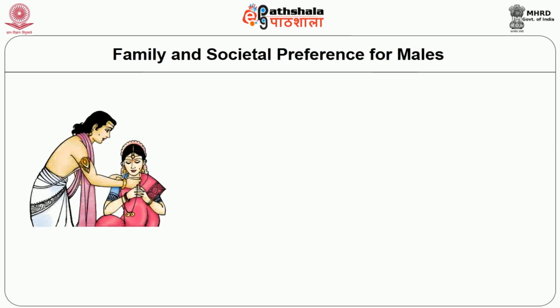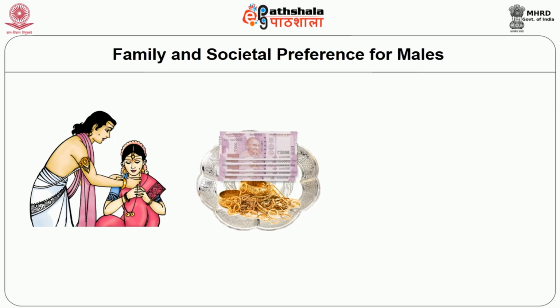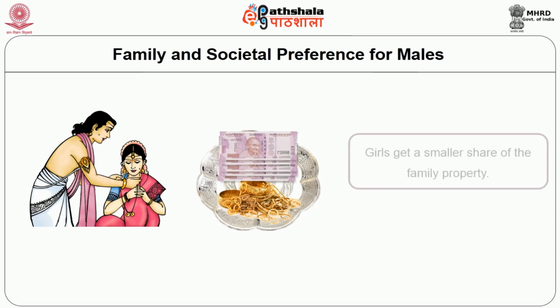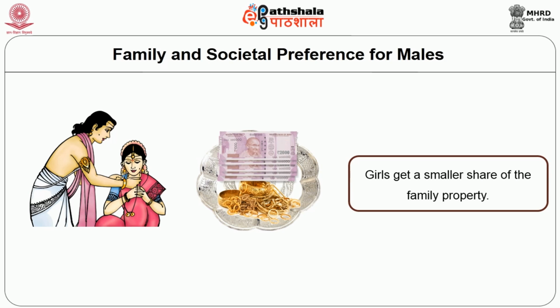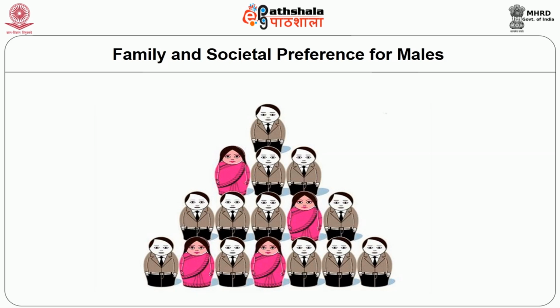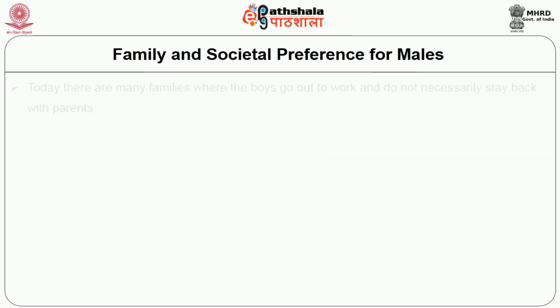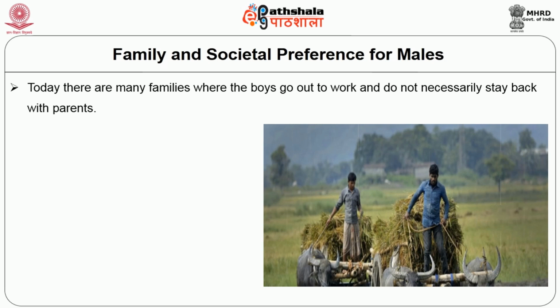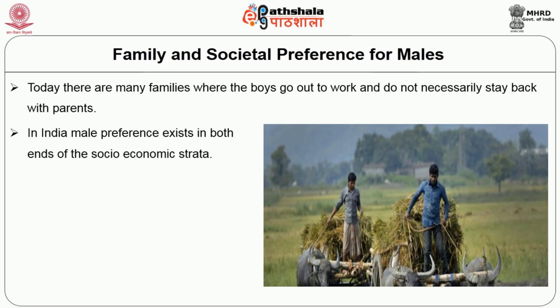It is commonly felt that girls will be married away to another family and therefore fewer investments should be made on them. The persistence of the dowry system in India is yet another reason for making less investment in the girl child. Therefore, equal inheritance rights are not practiced. As a result, girls get a smaller share of the family property. These attitudes are perpetuated mainly due to the fact that in olden days, boys lived with their parents and worked in the same villages. Today, there are many families where boys go out to work and do not necessarily stay back with parents. In India, male preference exists in both ends of the socio-economic strata.